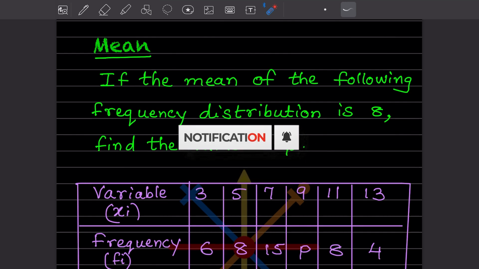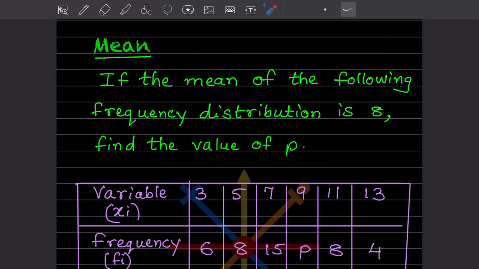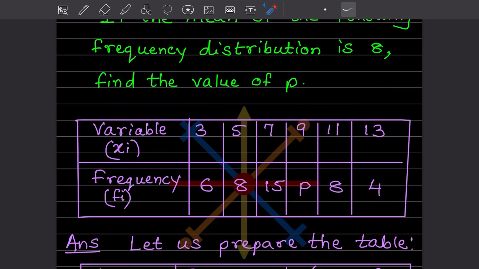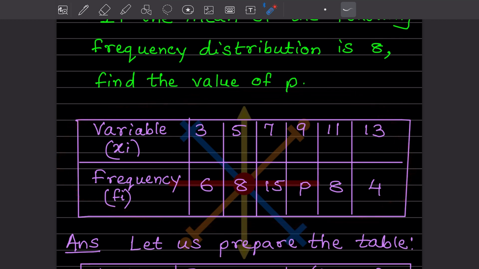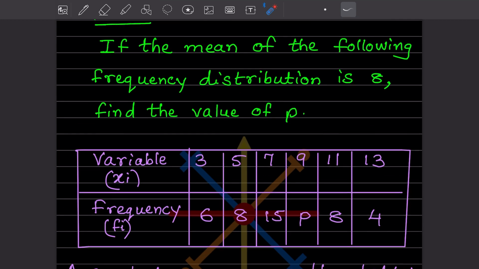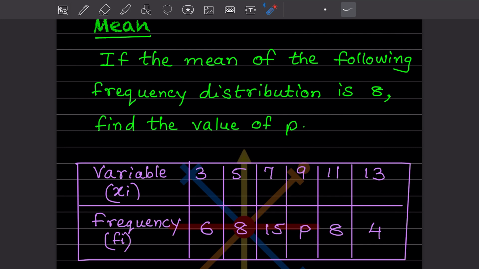Now we'll see the mean first. If the mean of the following frequency distribution is given as 8, you have to find the value of p. This is the table given. The mean of this frequency distribution is given as 8, and you have to find out p. So we have to find the value of p.